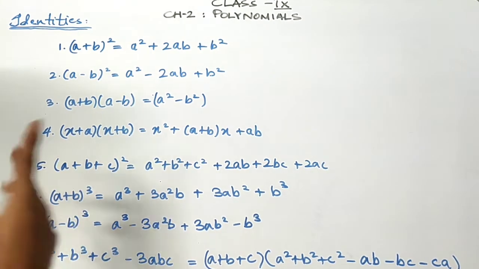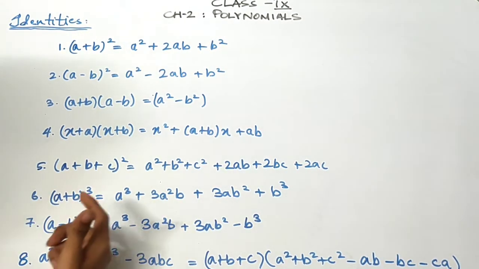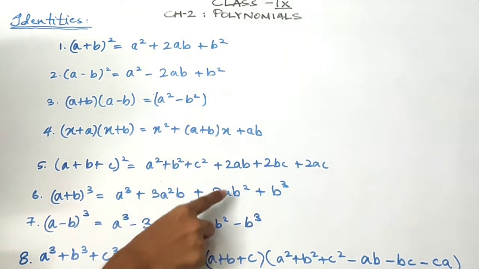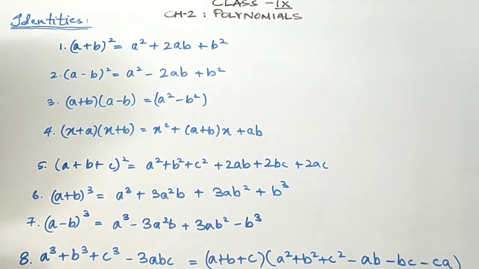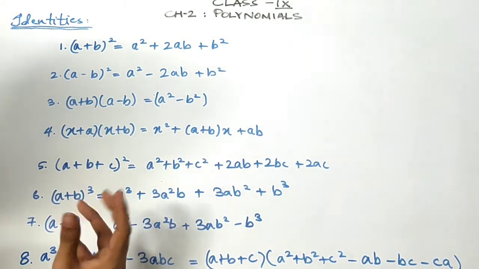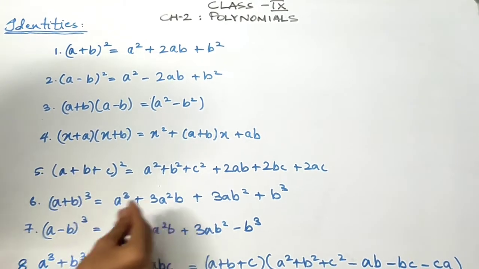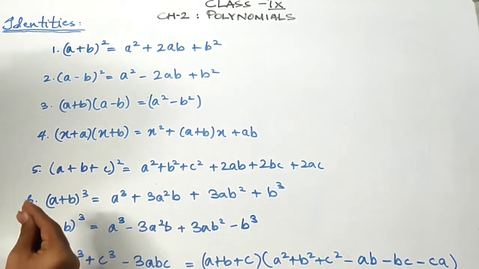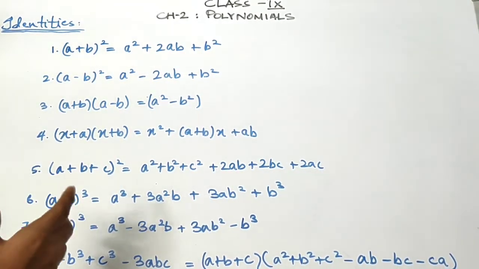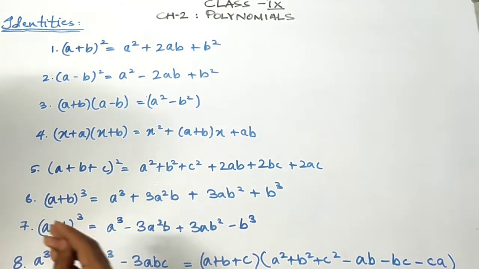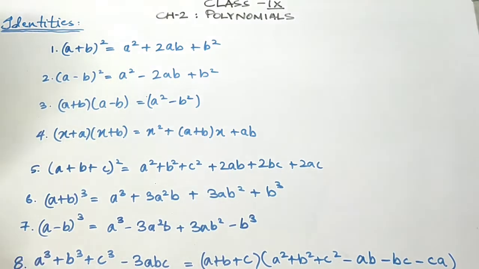Identity number 6 is the whole cube. So (a plus b) the whole cube. What is (a plus b) the whole cube? A cube plus 3a square b plus 3ab square plus b cube. Now while saying it out loud, it can seem very simple, but in order to register this formula in your mind, you have to practice it with many problems, and keep seeing this formula in many places so that it gets registered in your mind.